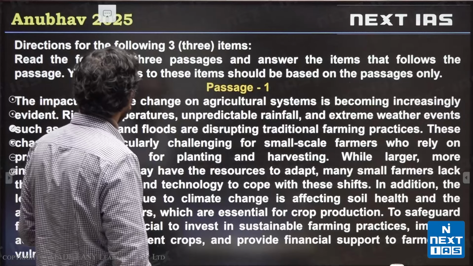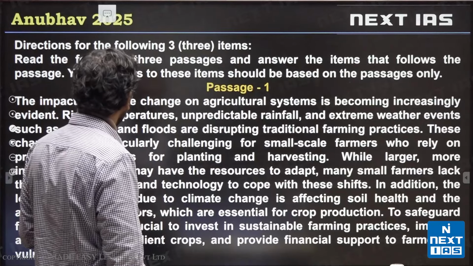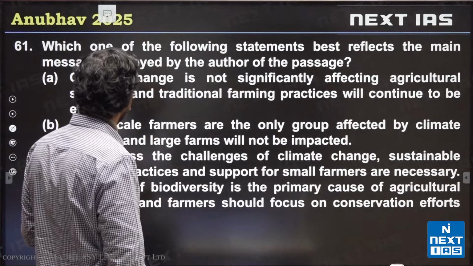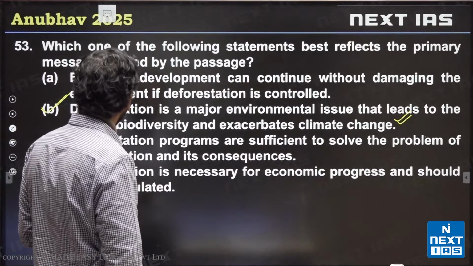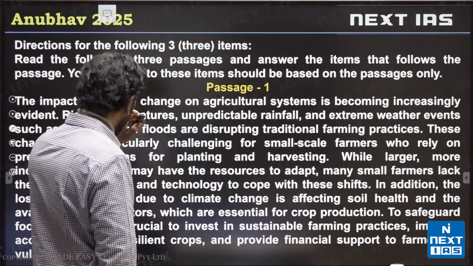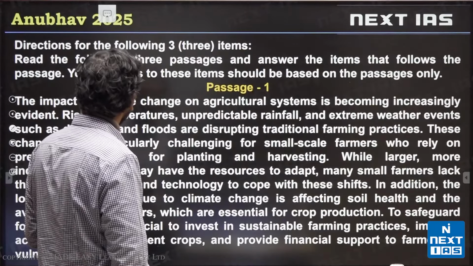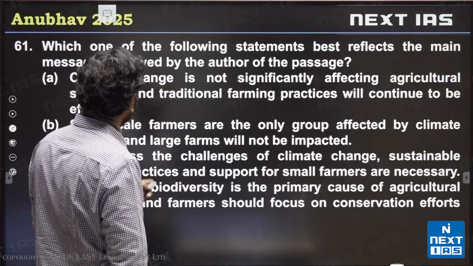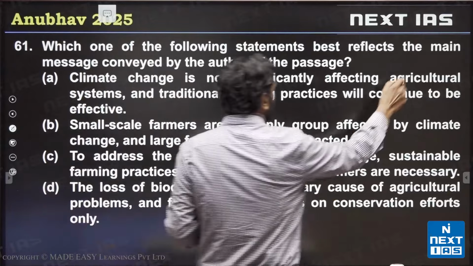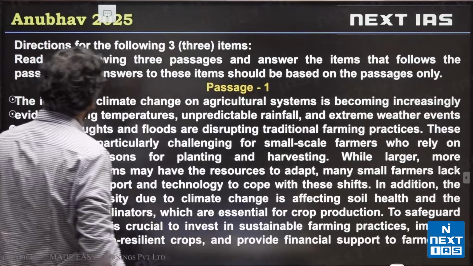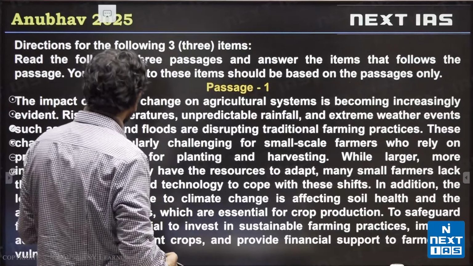All right, let's look at the next set. We have the next question. One moment. Question 53. Yes, next set, passage 3. 3 items from 3 passages. So that means I have to check the questions first. Here we have the main point question, the main message conveyed by the author of the passage. So we'll find out the main point first.